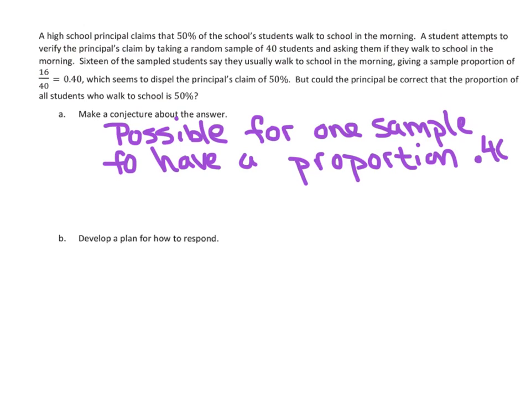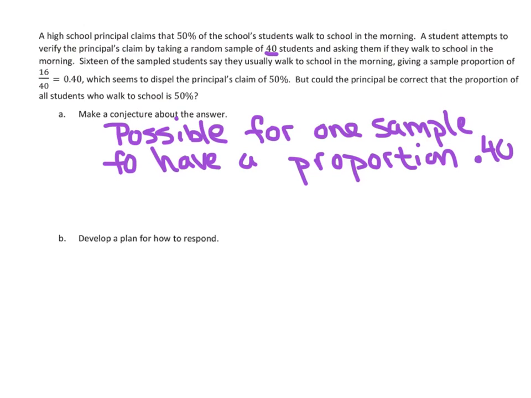Because our sample size was rather small. We only randomly selected 40. I say only, that's not a bad sample size by any means. But certainly, we could start all over and pick a totally different random sample of 40. And I think it's possible to end up with a proportion of 0.6.